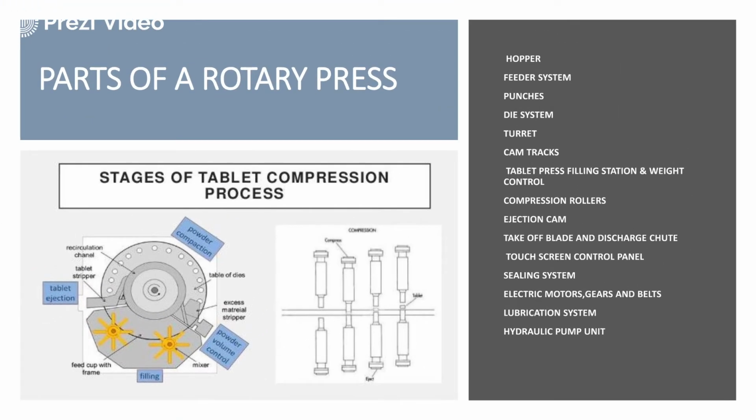In this slide, you can see that we have discussed the hopper. The feeder system is the process whereby the granules reach the machine from the hopper. Then punches, die system, turrets, cam tracks. Now cam tracks again are very important. Cam tracks basically regulate the movement of the upper punch and the lower punch.